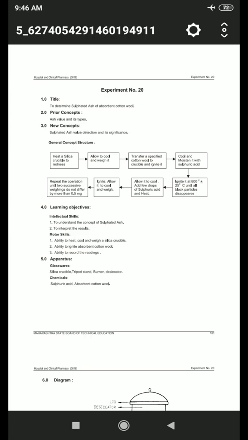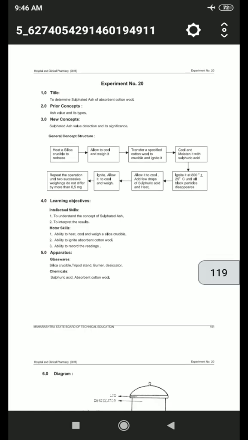Then allow it to cool and add a few drops of sulfuric acid and heat. Then ignite, allow it to cool and weigh. Then repeat the operation until two successive weighings do not differ by more than 0.5 mg. Okay, these are the general concept and structure of sulfated ash of absorbent cotton wool.